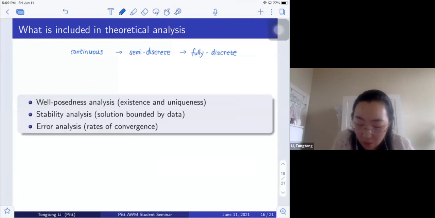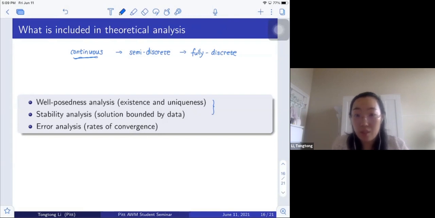Now, for the continuous setup, what we care about is whether the formulation indeed has a solution, that is, the existence of a solution. And if you have one, is the solution unique? That comprises the well-posedness analysis. Another thing we care about is, if you have the solution, will it be stable? That is, is our solution bounded by all the source terms and data for initial conditions? This is a property that numerical people always care about for the continuous problem.